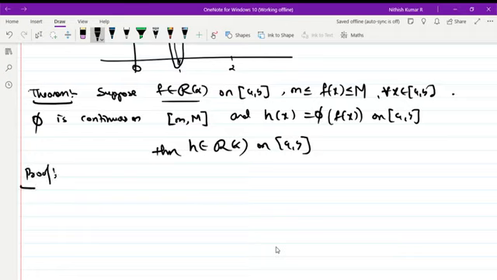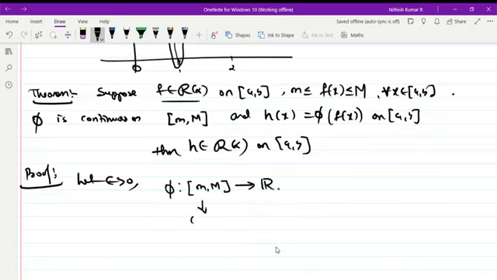So, proof. To prove h belongs to R of alpha, we shall verify the Riemann criterion for h. So let's take an epsilon greater than 0. Now, given that phi is a continuous function from the closed interval small m comma capital M to R, and moreover this is a compact set, therefore my phi is uniformly continuous.